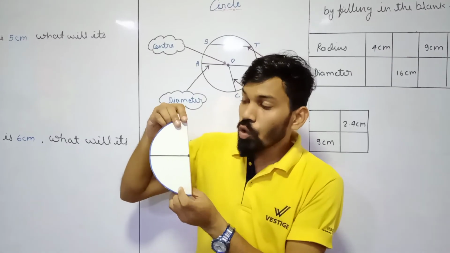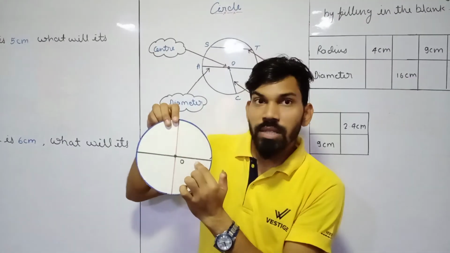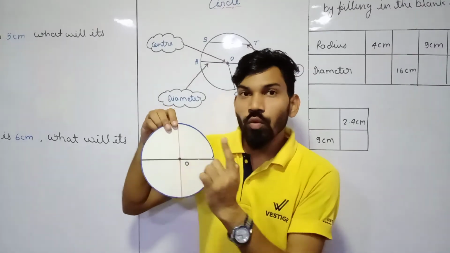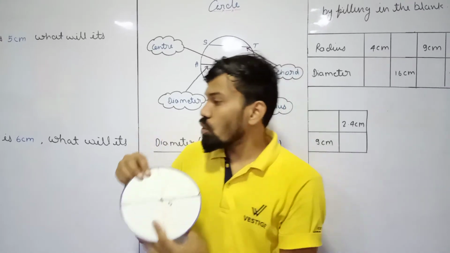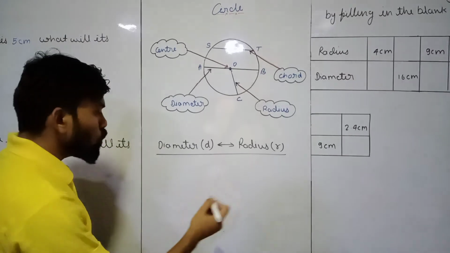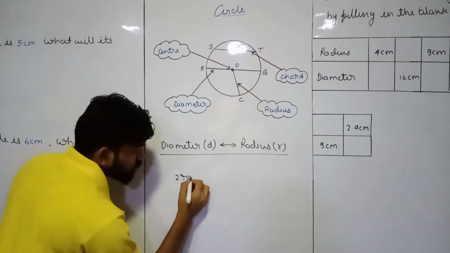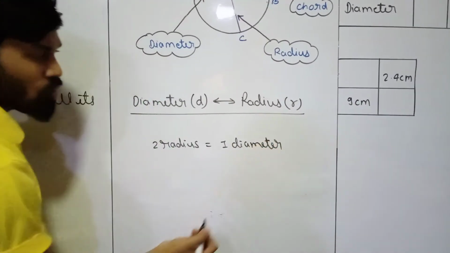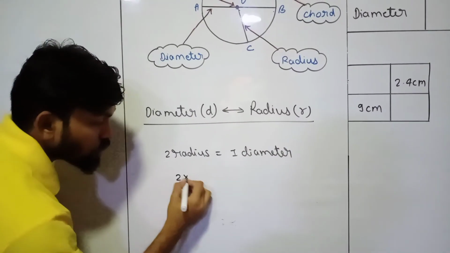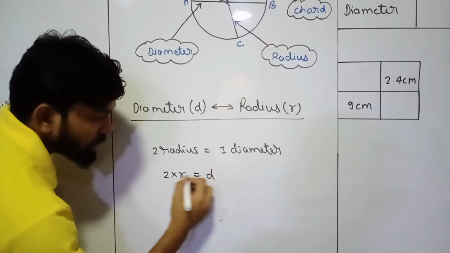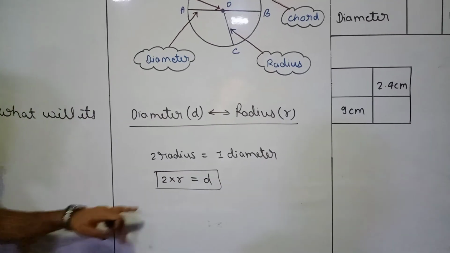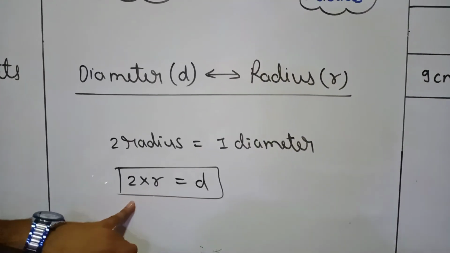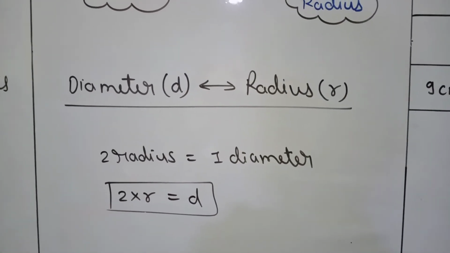If I say this black line is the diameter of the circle, I make a half of that, that will become the radius. So one half and the other half will become the complete diameter. Can we say 2 radius is equal to 1 diameter? Yes. So 2 radius is equal to 1 diameter. So 2 radius means 2 into R is equal to 1 diameter, that means D. This will become our first formula. If we have R and want to find D, we can multiply the radius by 2 and easily get the diameter of that circle.